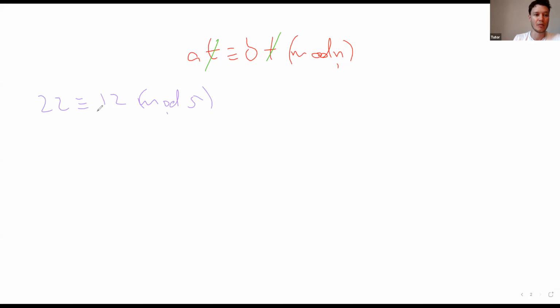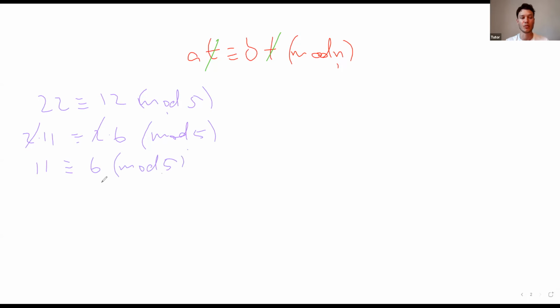So what can I do here? If I simplify, 22 is 2 times 11, which is congruent with 2 times 6 mod 5, right? So if I cancel the 2 on both sides, I get that 11 is congruent with 6 mod 5, which is true, right? So 11 is actually congruent with 6 mod 5. So this is fine. But let's look at another example.